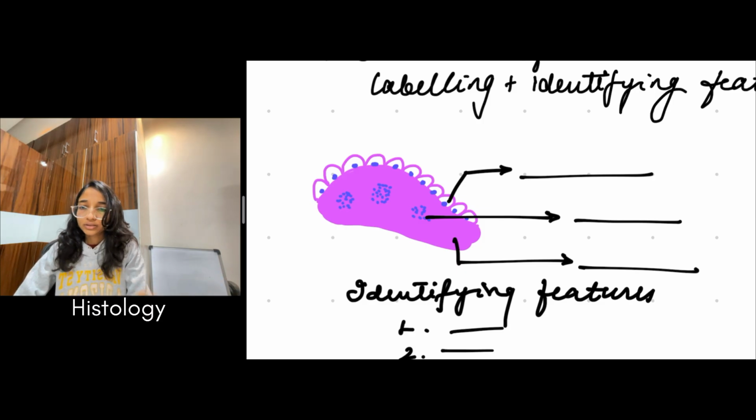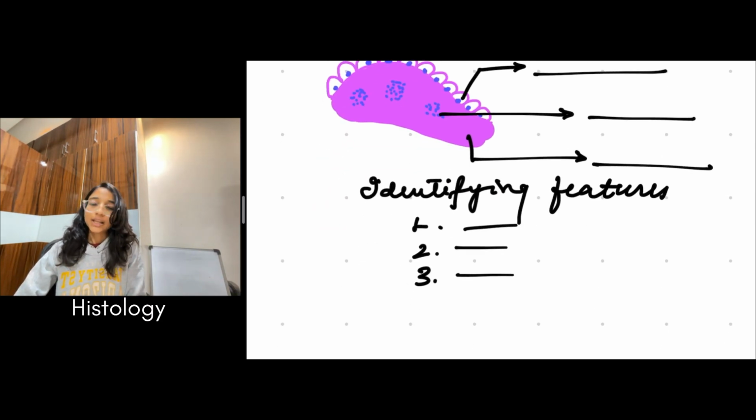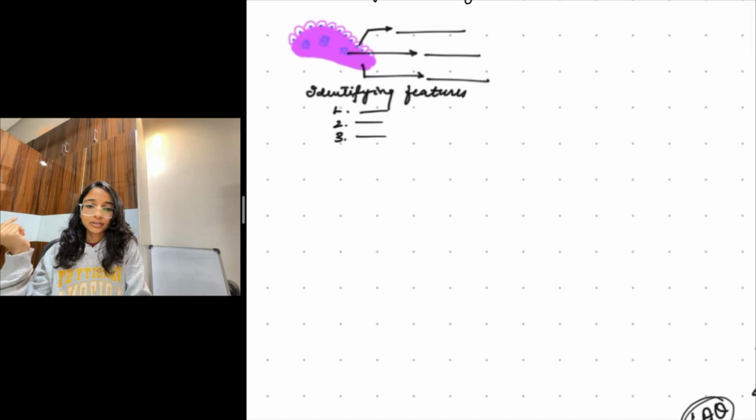You make the diagram, you label it very clearly, and then you write all the identifying features, like the presence of mucosa on this surface, the presence of Peyer's patches, structure. You will go through with that.